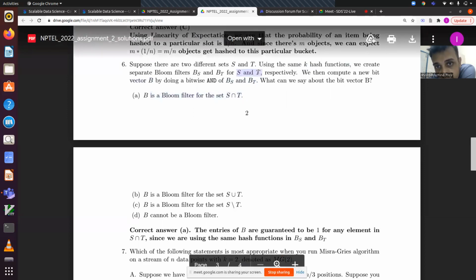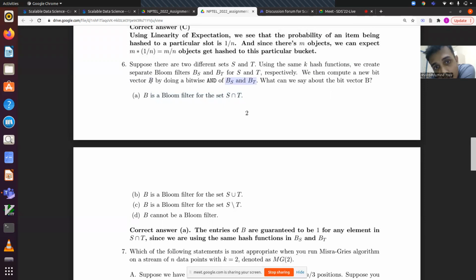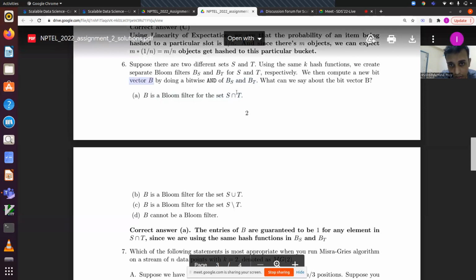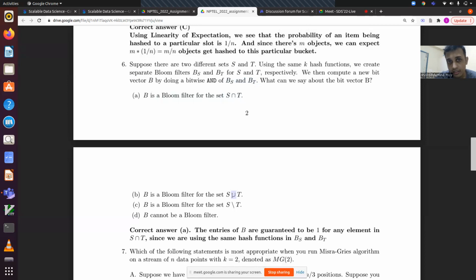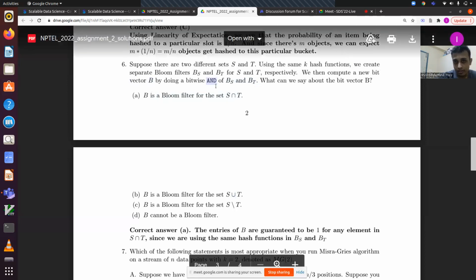Because if any item is there both in S and T, then the same functions apply on those common items and set the same positions to 1. And then if you do AND, this position will also be 1. So the distinction here is basically intersection versus union. AND corresponds to intersection. That's the key concept.